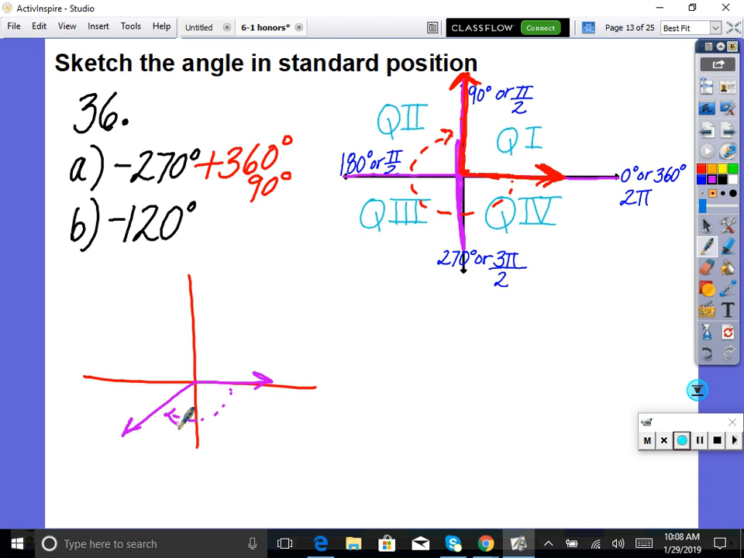Now once again, you could take negative 120, add 360, and you get 240. If it's easier for you to draw 240, that's fine. You guys see how 240 was between 180 and 270-ish? So that would be here, and then just draw it backwards. Okay.